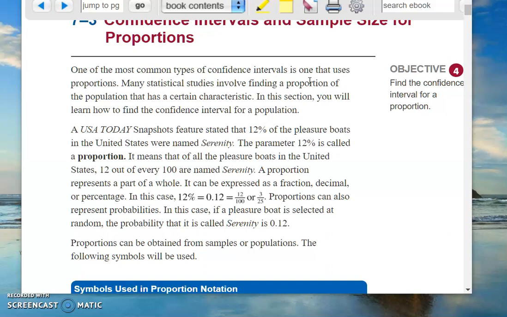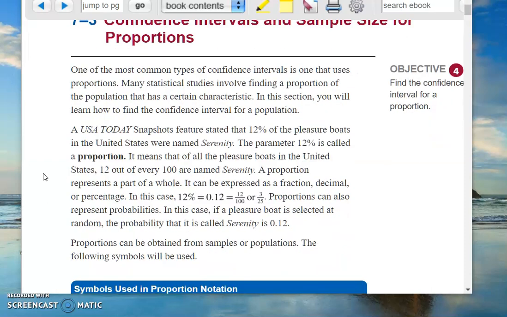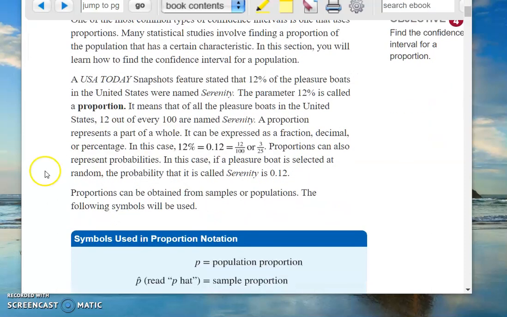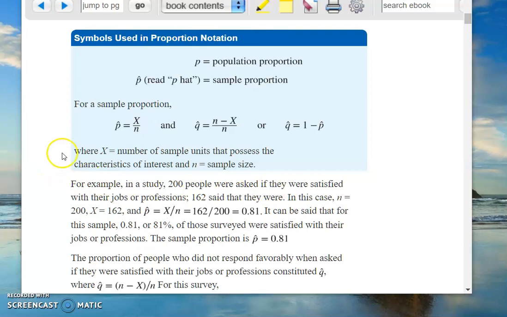Oftentimes it's the rates, and the word proportion maybe is not the best word for this, but that's the word we're going to be using, at least in this textbook. A proportion could be thought of as a percentage, or it could be a fraction, it could be a decimal, and so forth. So here's our definition of all of our terms. These are the symbols that we're going to be using.